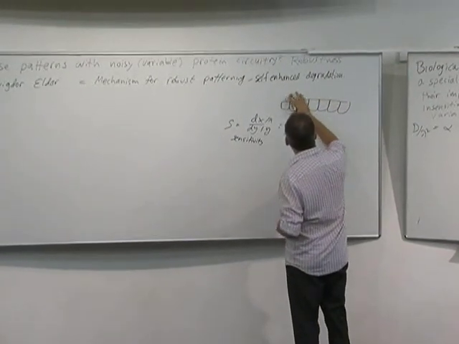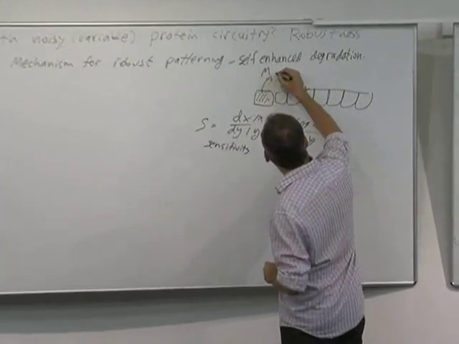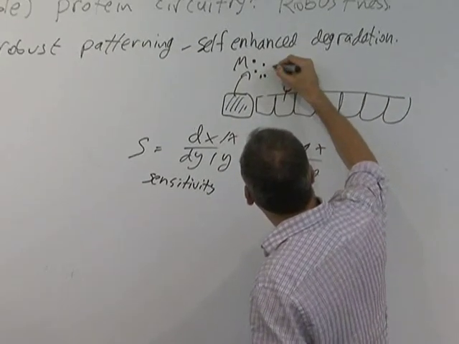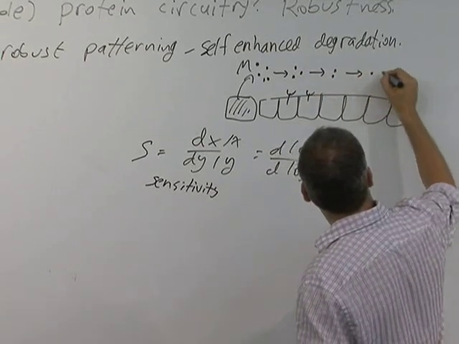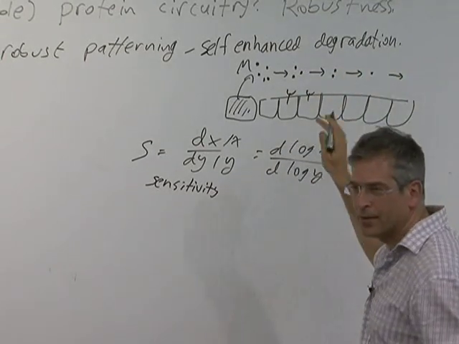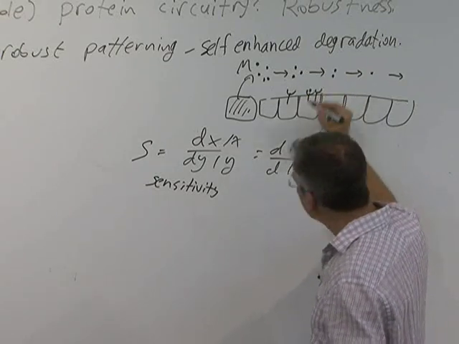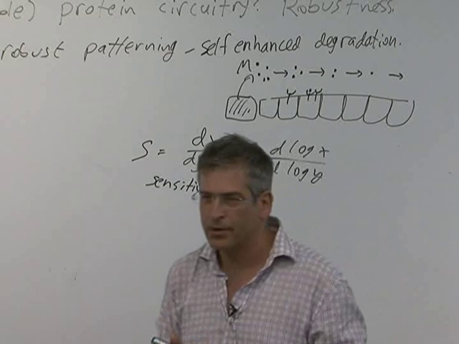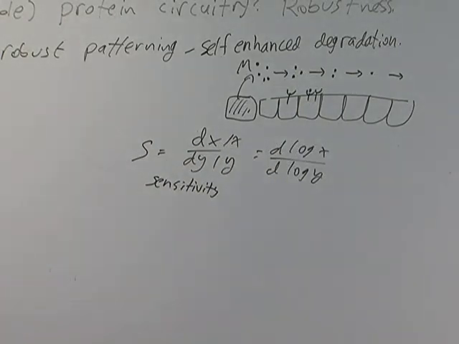So let's look at this mechanism. Here is the source, which makes these morphogen molecules, and they move, and they get fewer and fewer in number because of degradation. And the way they're sensed is by special receptors on the cell surface that can bind specifically this morphogen. So the receptors have a shape such that they have a certain chemical affinity to the morphogen molecule.